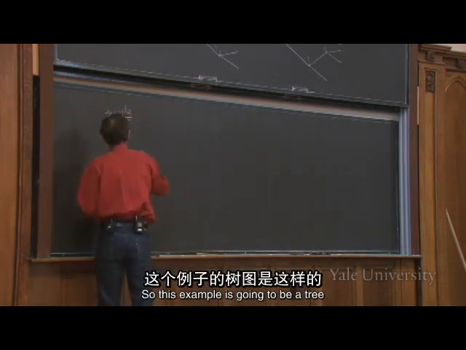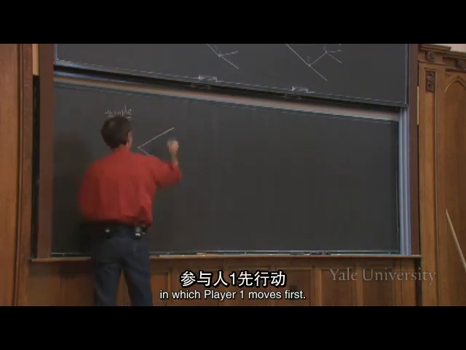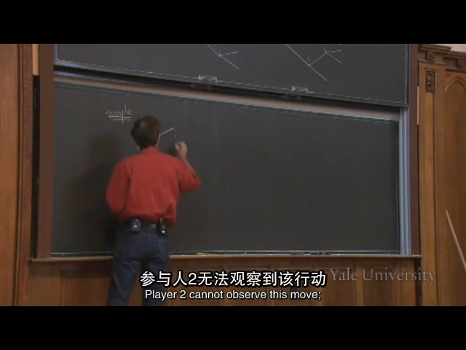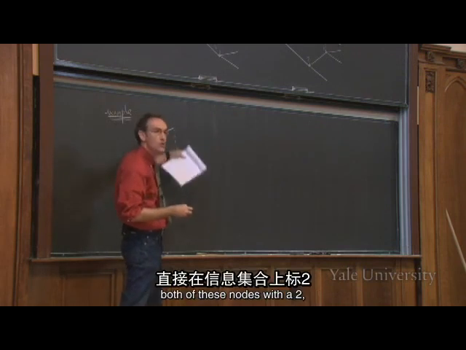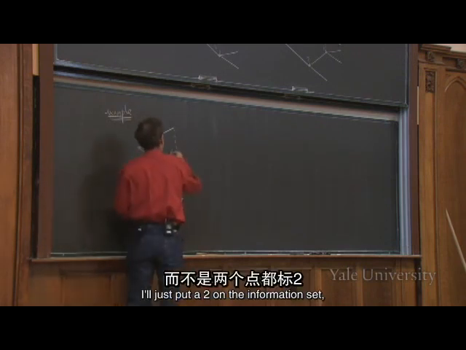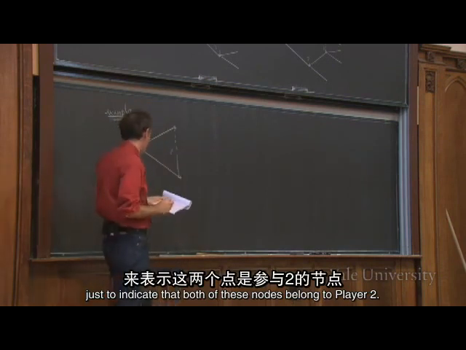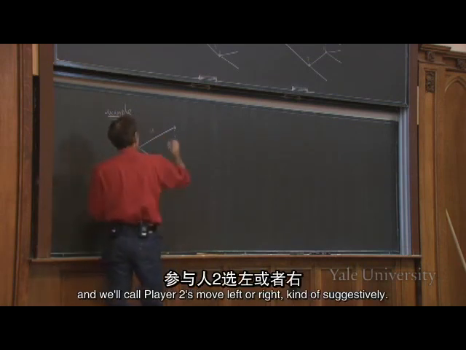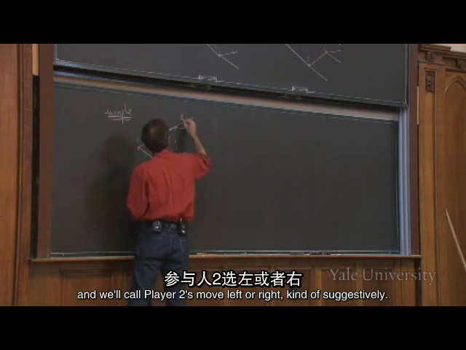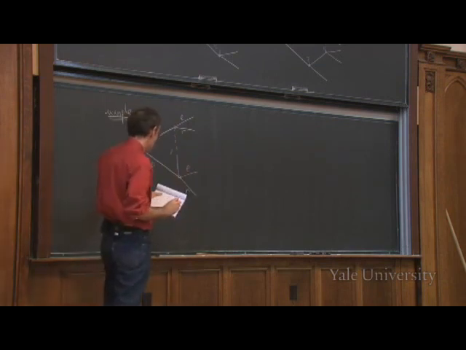This example is going to be a tree in which player 1 moves first. Player 2 cannot observe this move, and sometimes, rather than labeling both of these nodes with a 2, I'll just put a 2 on the information set, just to indicate that both of these nodes belong to player 2. So player 2 moves second, and we'll call player 1's move up or down, and we'll call player 2's move left or right.